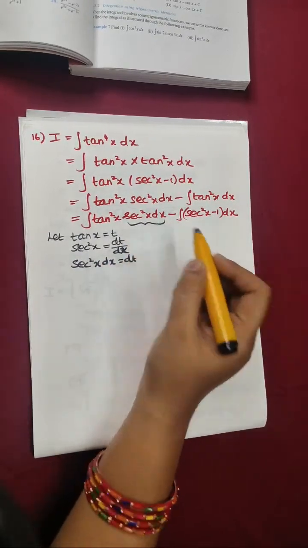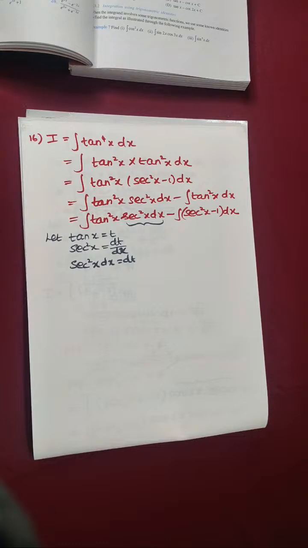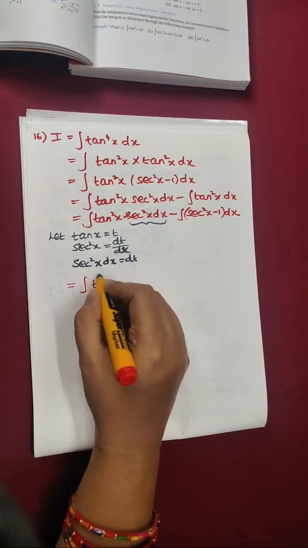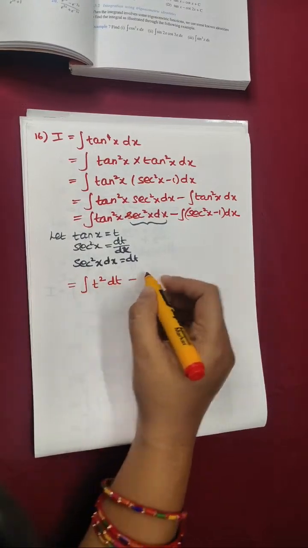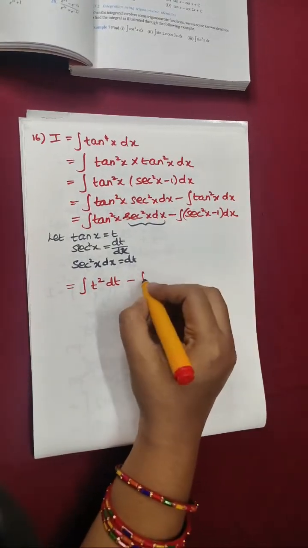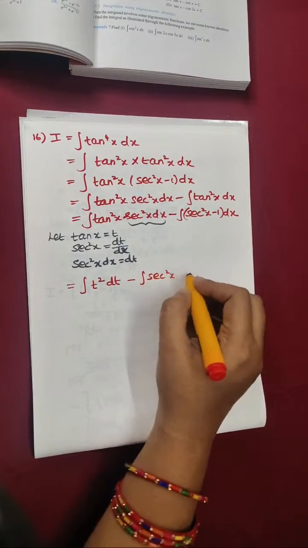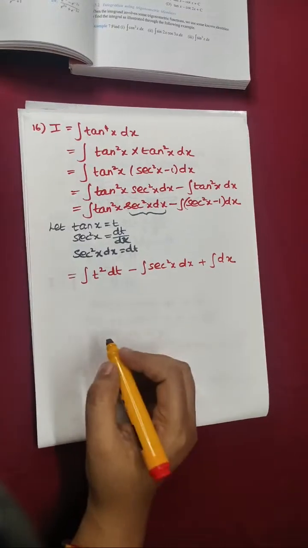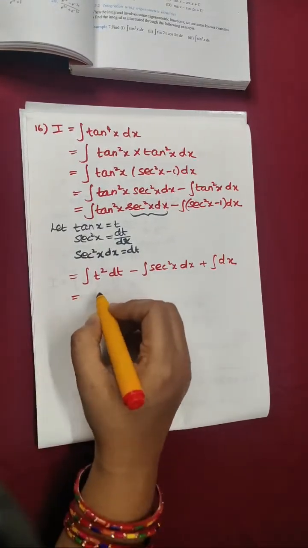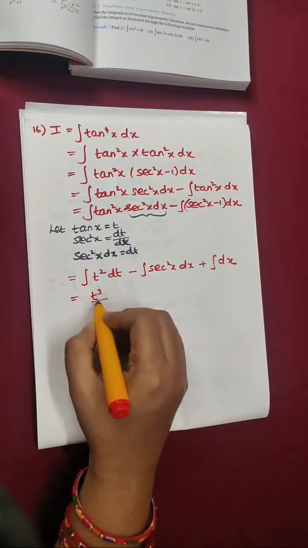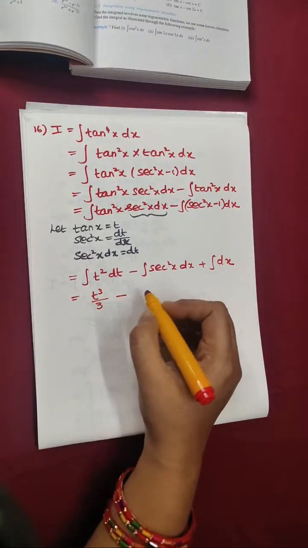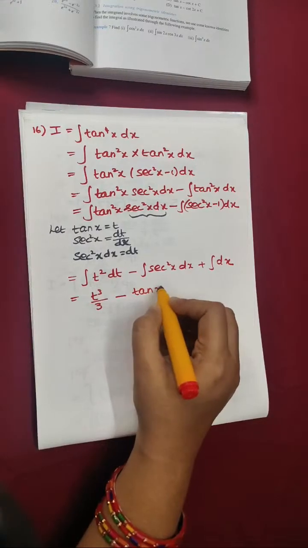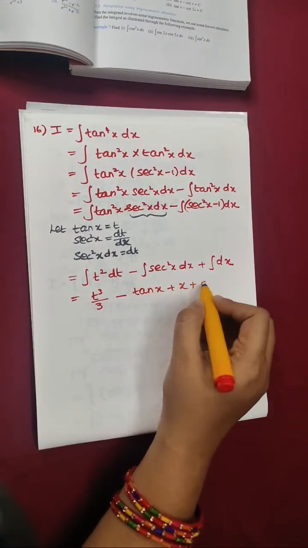So this will become dt, and tan square x, tan x is t, so it is t square dt minus, just split the terms, secant square x dx minus into minus plus 1 into dx. So t square can be written as, when you integrate t cube by 3 minus secant square x integration is tan x and dx integration is x.